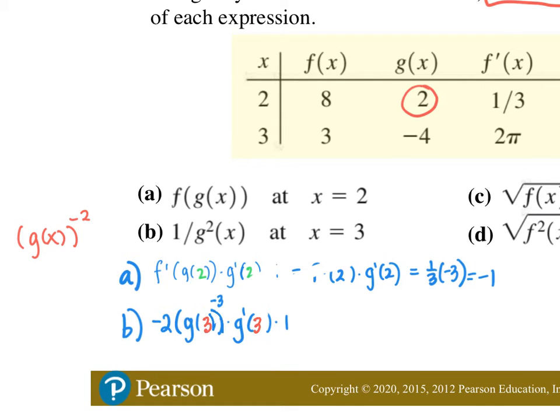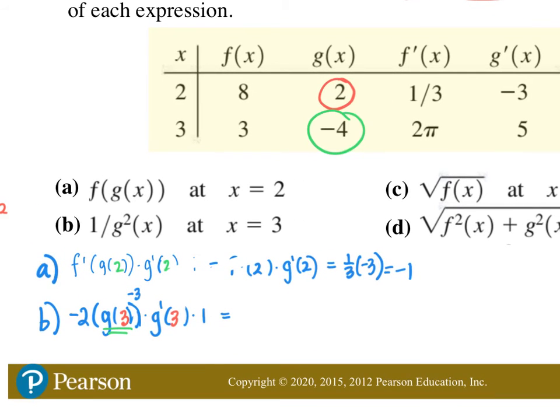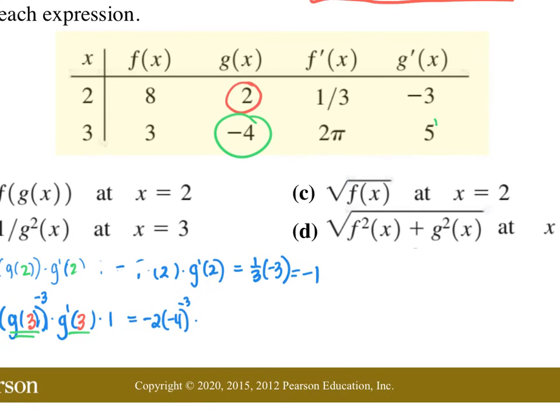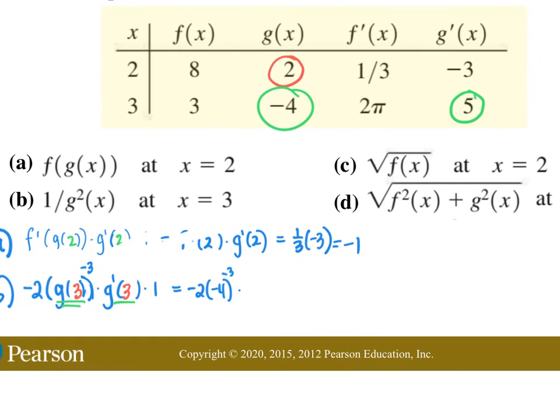Then I refer to the table. I'm going to start with g of 3 off the table. That's -4. So I'm going to have -2 times (-4) to the -3rd. And then I'm going to do g prime of 3, which is 5. So I end up with -10 over (-4) cubed, or -64, which will reduce to positive 5/32.